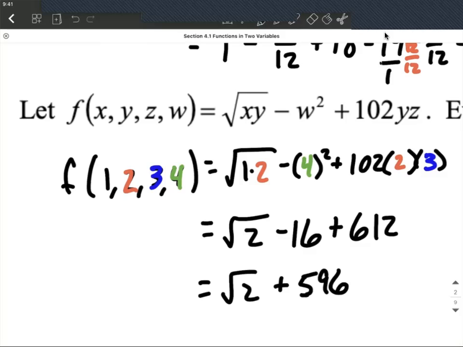So hopefully it makes sense how we can evaluate functions with multiple variables. It's really not that bad. You just kind of have to say what's getting plugged in for which exact letter, replace them in, and then do whatever simplifying you can.